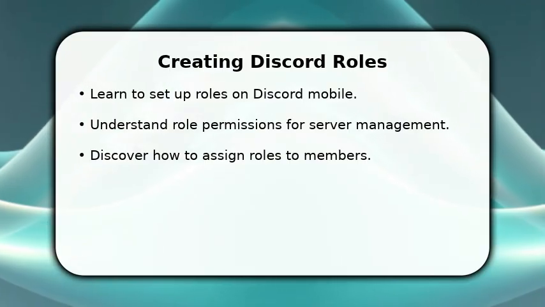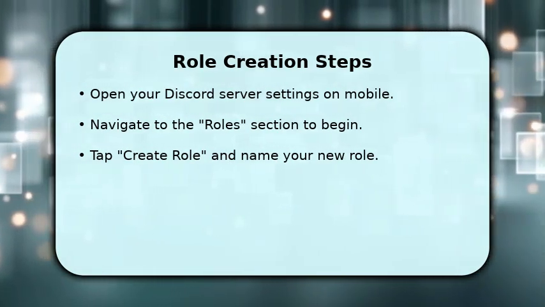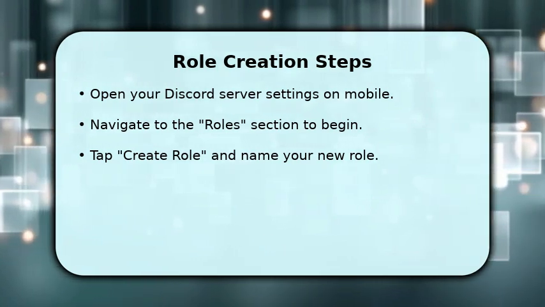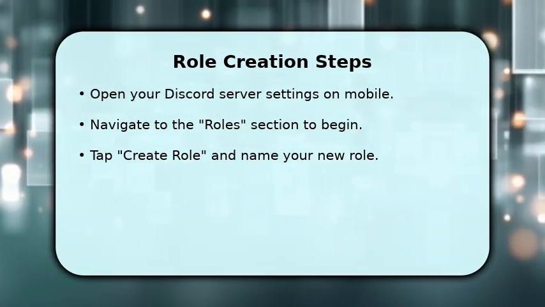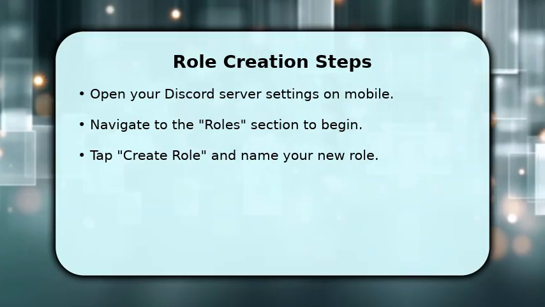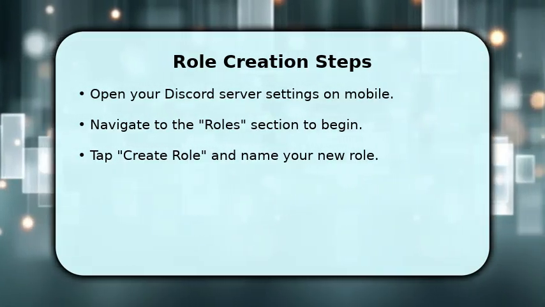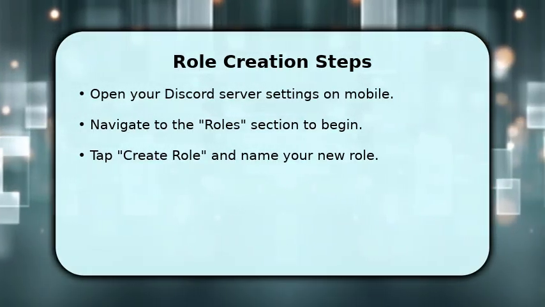Let's get started. To begin, access your server settings by tapping the three dots next to your server's name. From there, select Settings and then find the Roles option. Tap the Create Role button, give your new role a clear and descriptive name, and pick a unique color. This color helps members easily identify different roles within your server, making management much simpler.